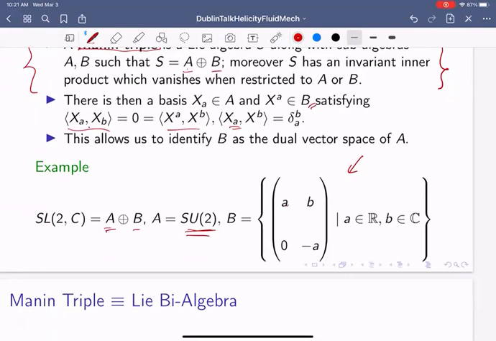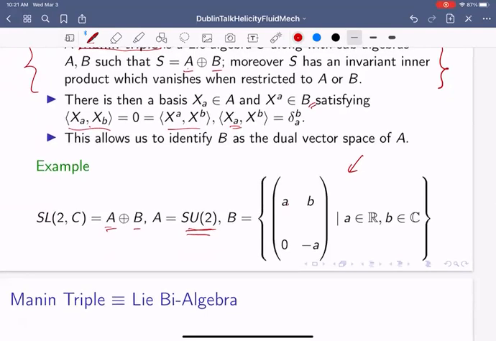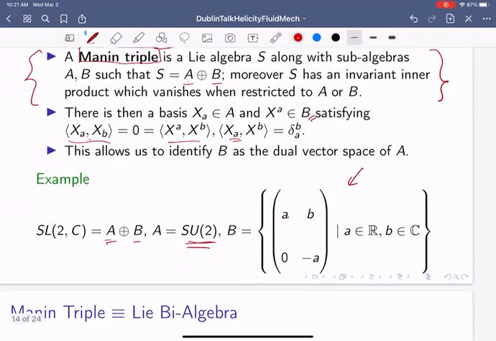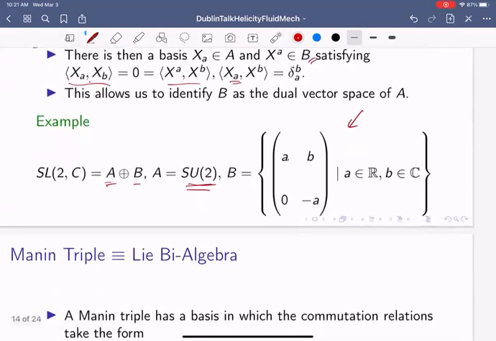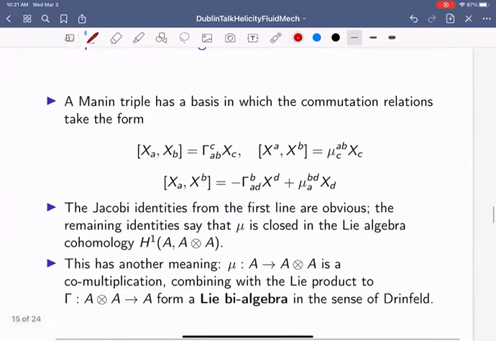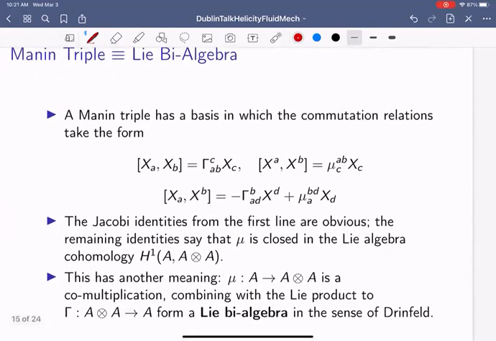So by splitting SL2C into a compact subalgebra and a solvable subalgebra, we get a Manin triple. And this idea can be extended to even SLN. And in fact, there is a whole literature on Manin triples and so on. Now, why is a Manin triple so interesting? A Manin triple is really the same thing as a Lie bialgebra. So let me try to clarify that connection. What is a Lie bialgebra, and why is a Manin triple the same thing as a Lie bialgebra?